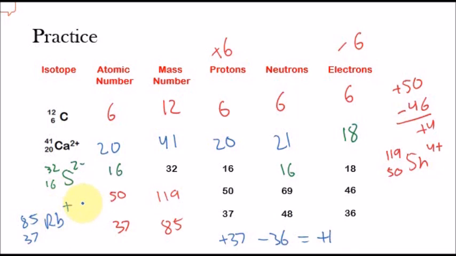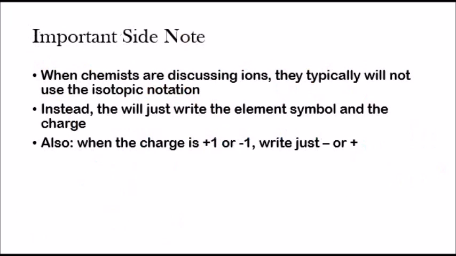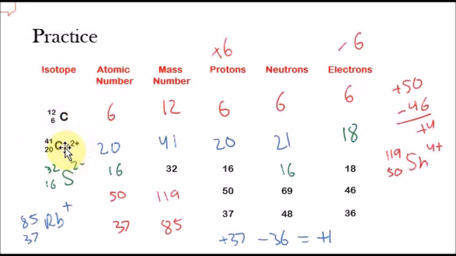Okay. Important side note: when chemists are discussing ions, they typically will not use isotopic notation. So when chemists are talking about ions, let's say they're saying the calcium ion, they would not put these numbers here. They just put Ca2 plus. When you go into chemistry more, you're going to see that it's not really necessary to put these numbers here. This is called the isotopic notation, but typically when chemists are talking about ions, or elements for that matter, they're not going to really care about these numbers here. But I'm just going to do that just to make sure you understand mass number.